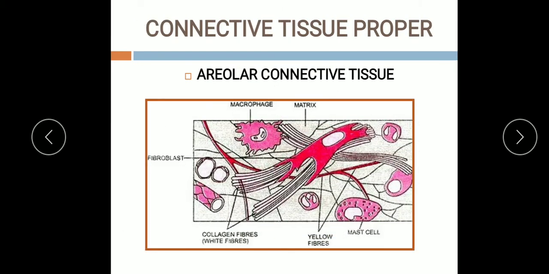So let me see their detail. We'll start with the connective tissue proper, and its first type, areolar connective tissue. It helps in packing and binding the organ. It is the most widely distributed tissue, found beneath the epidermis of the skin. This tissue binds the skin with the muscles, attaches blood vessels and nerves to the surrounding tissues, and makes the skin elastic to withstand stretching.